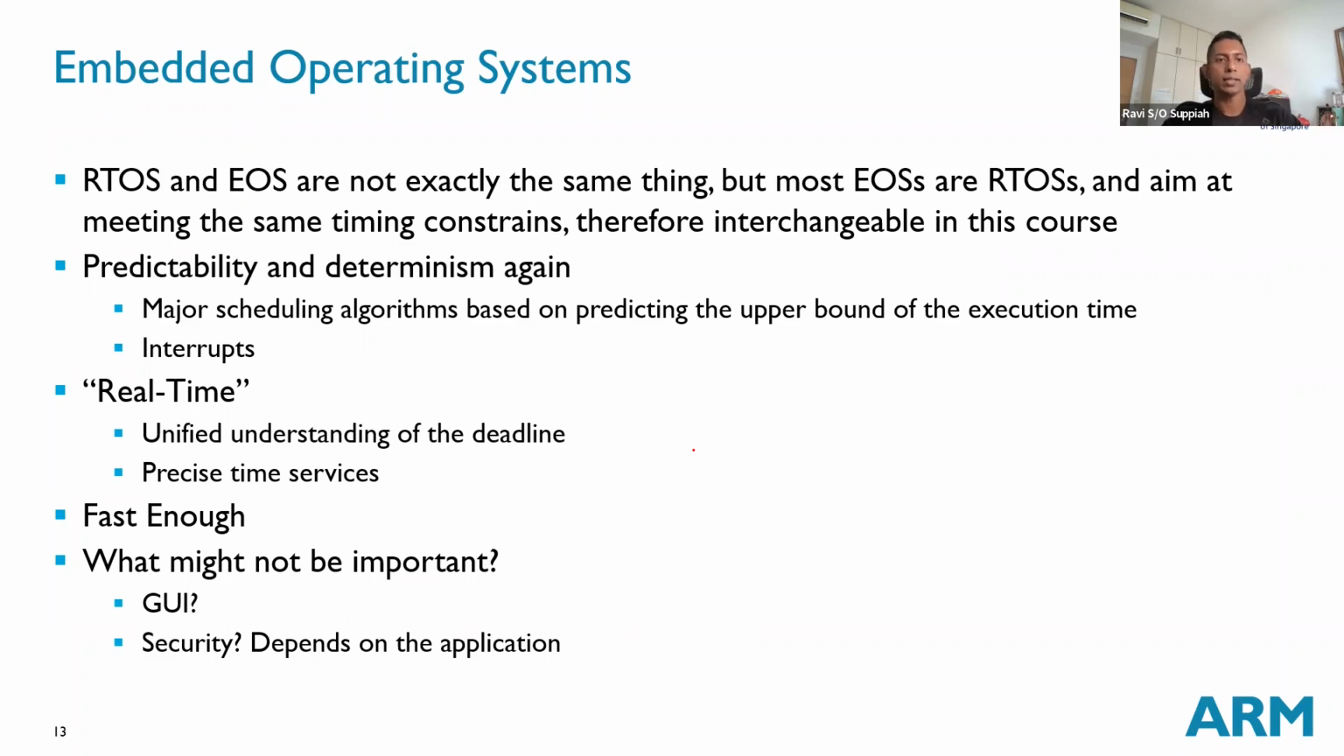Generally, embedded operating systems and real-time operating systems are, in a sense, even though they are not exactly the same, used interchangeably. And why is it so? Because generally an embedded system either has an OS or doesn't have an OS. And simple systems generally don't have an OS, correct?